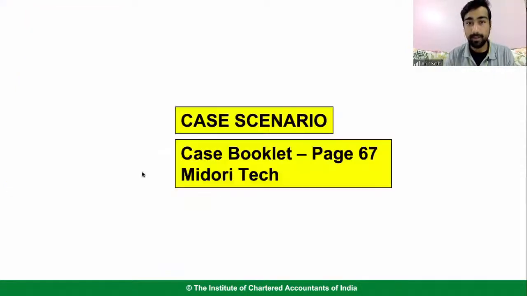Okay. Now what we're doing is, I have taken a case scenario from the booklet itself, right? On the ICAI website, on the Board of Studies website, you have a case booklet. On page number 67 we have this case scenario for Midori Tech. We are going to solve that today. We are going to understand how we read a case scenario, how we understand a question, and how we solve a case scenario, right?